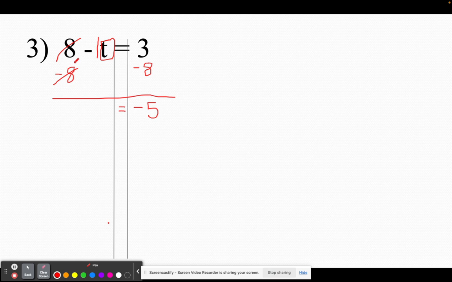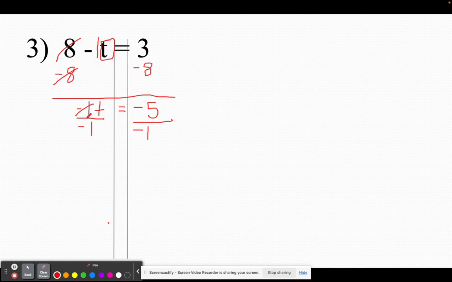But what's left over here? I still have that negative 1t or negative t. I'm going to write the 1. That's optional. Just might help you with how you think about it. So to get rid of this, I need to do the opposite, which is divide by negative 1. The inverse of multiplication is division, so divide by negative 1.